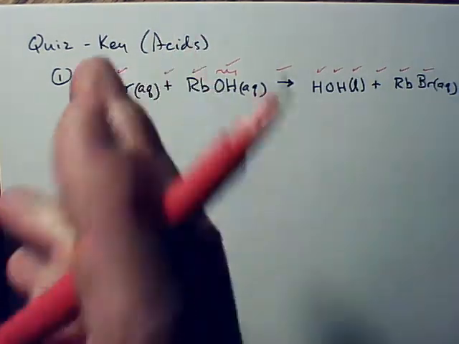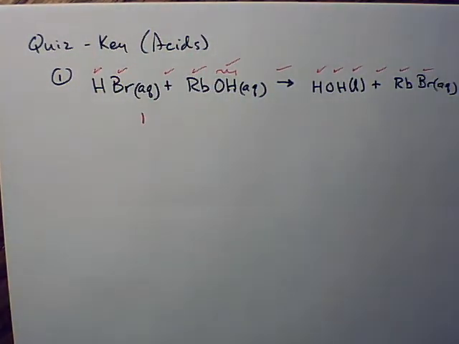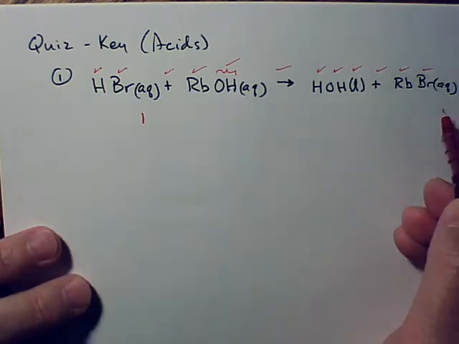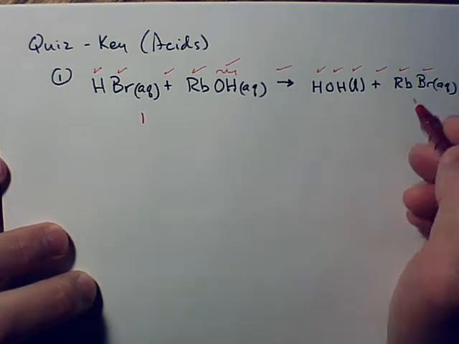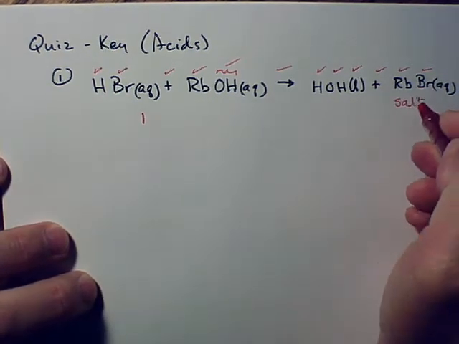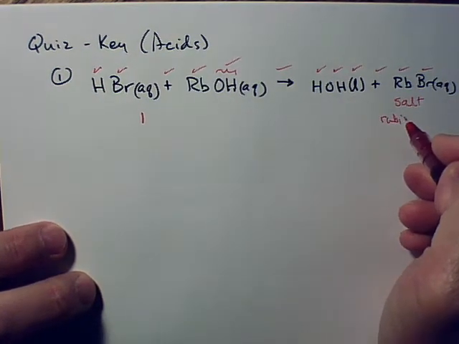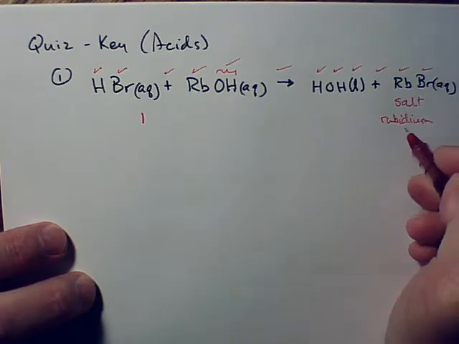Wait, now I haven't finished. I got to identify and name the salt. The salt is the product of an Arrhenius acid-base reaction other than water. This is the water. This is the other than water. So this is the salt, and the name of this is rubidium bromide.